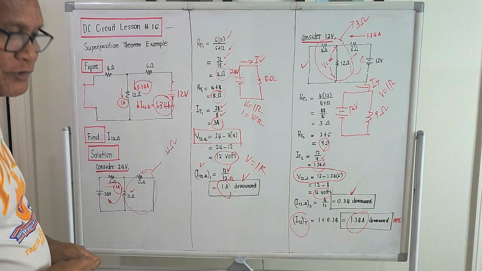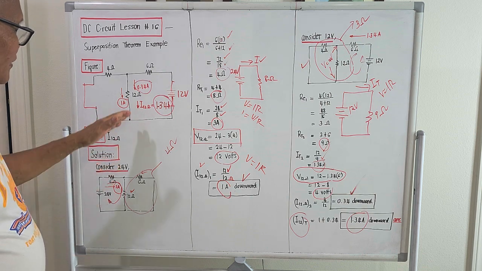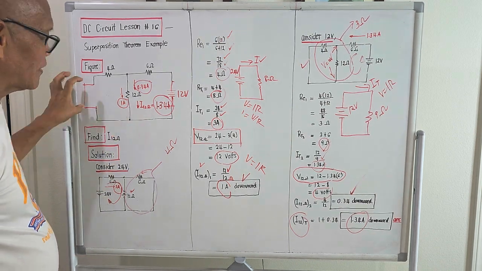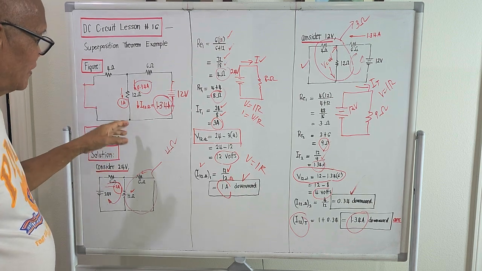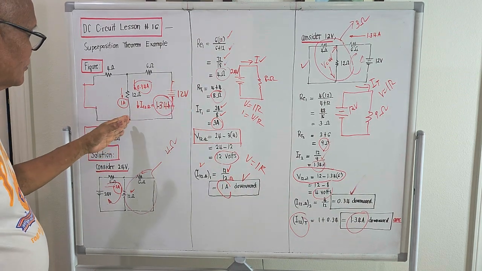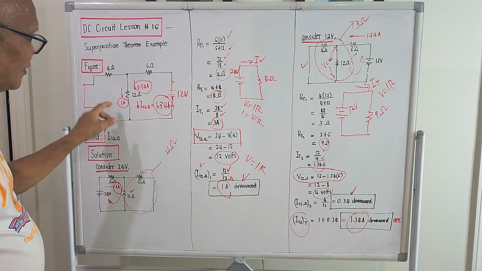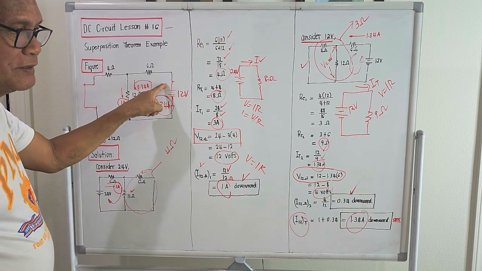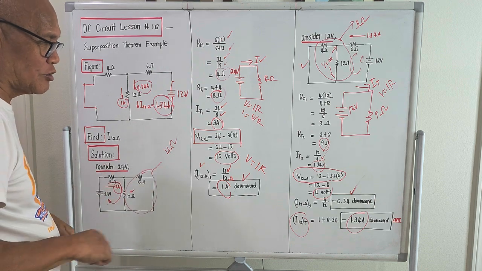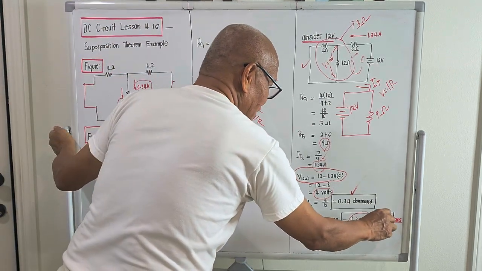That's superposition theorem. The current passing here will be the current given by the first voltage source plus the current given by the second voltage source. And since the directions are actually the same, we will just add the magnitude. That will be our magnitude, and we will indicate that the direction of the current will be downward.